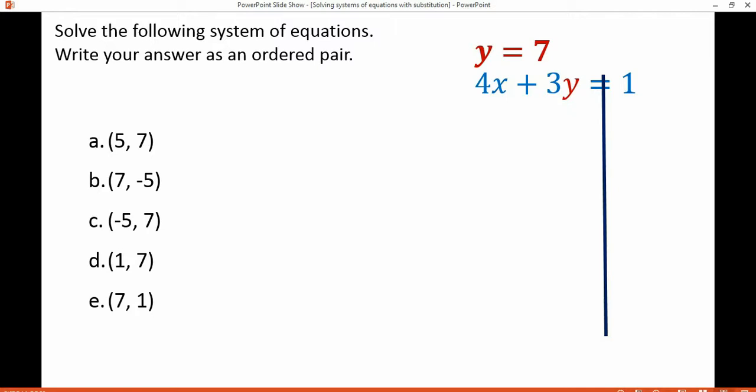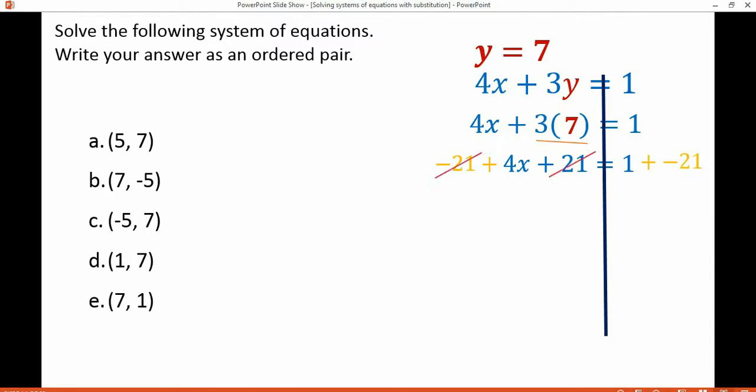Alright, so for here, we're going to do the same exact thing as we did in the other one. We're going to take our equation, y equals 7, and we're going to evaluate this equation when y is equal to 7. So we're going to replace the y with what this equation says that y is equal to. We're going to replace that y with 7. Multiply. Get rid of the 21 that's being added to our term with x. Divide both sides by 4.